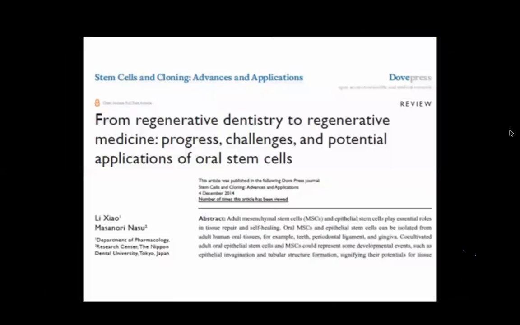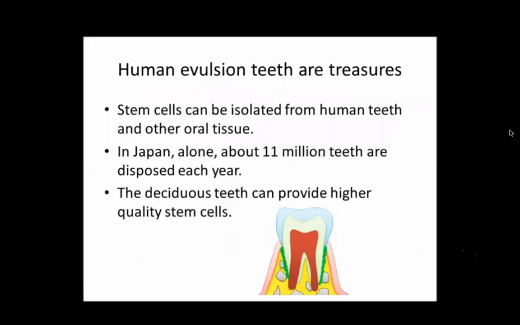Oral stem cells: progress and potential applications of oral stem cells. Oral stem cells include oral epithelial cells and oral mesenchymal stem cells. They are cells that originate from oral tissue and their surrounding tissue. Many oral tissues are usually disposed of and discarded in hospitals, and in Japan alone, about 11 teeth are disposed of each year.